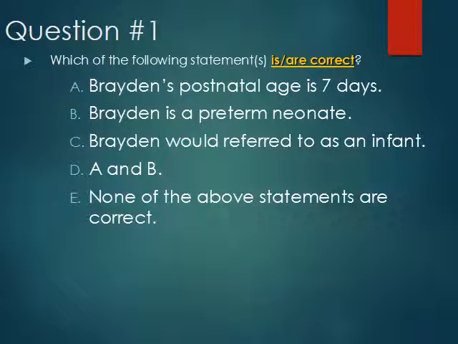So the question will be, which of the following statements is or are correct? Braden's postnatal age is 7 days. Braden is a preterm neonate. Braden would be referred to as an infant. A and B, or E, none of the above statements are correct. So in the upcoming slides, we'll talk about the information and then come back to this question.